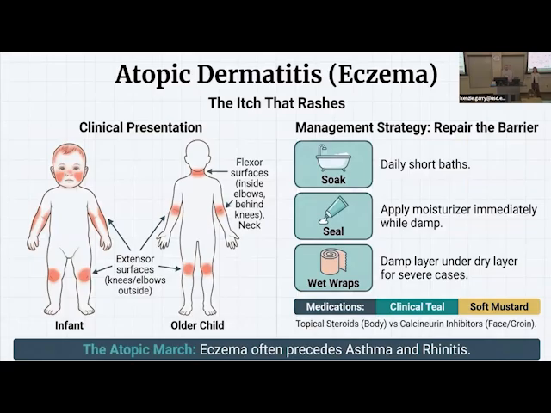Atopic dermatitis, as I said, is a type 4 hypersensitivity reaction, and the rashes affect different places. For management, we recommend daily short baths and applying moisturizer like Aquaphor, and wet wraps. Also, avoiding sun exposure and avoiding irritants is very important.